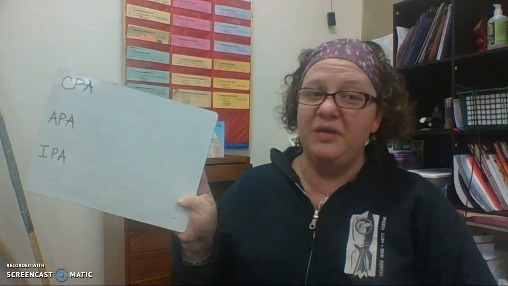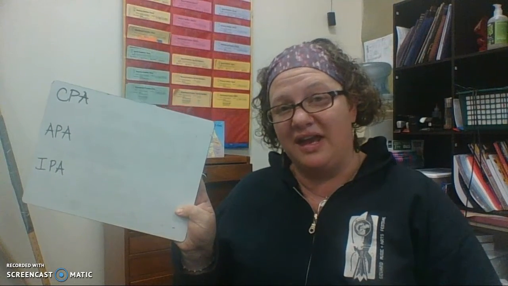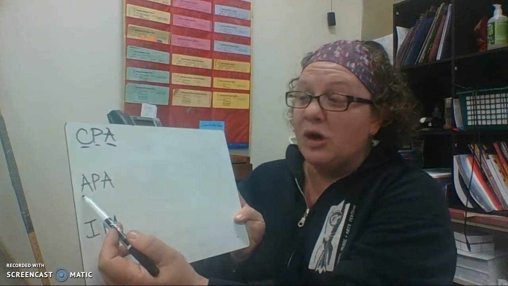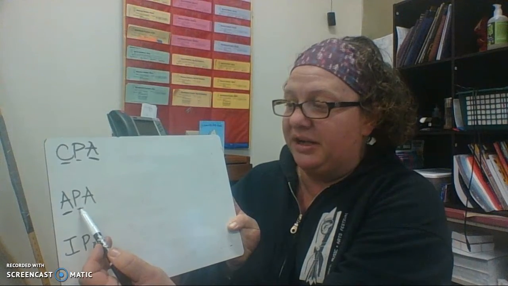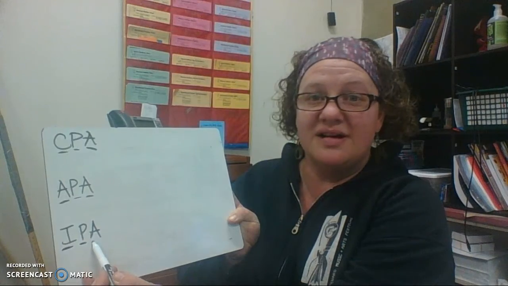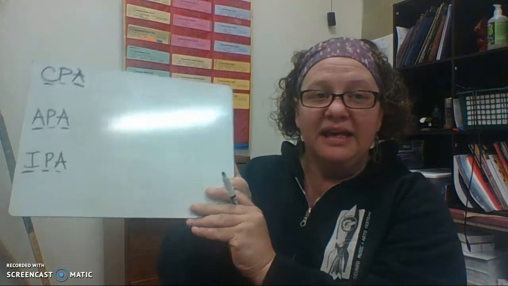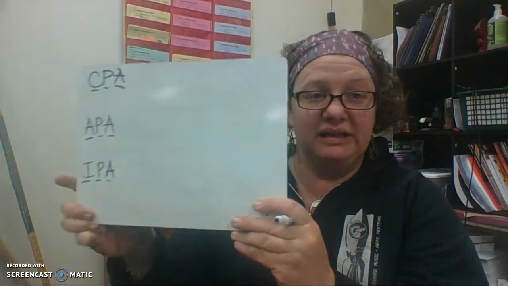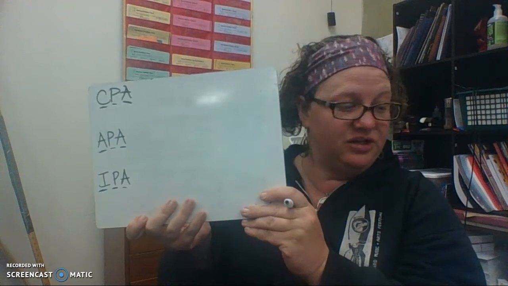This lesson is on the CPA, the APA, and the IPA. These are abbreviations for commutative property of addition, associative property of addition, and identity property of addition. Okay? And basically, what each of them says is this.